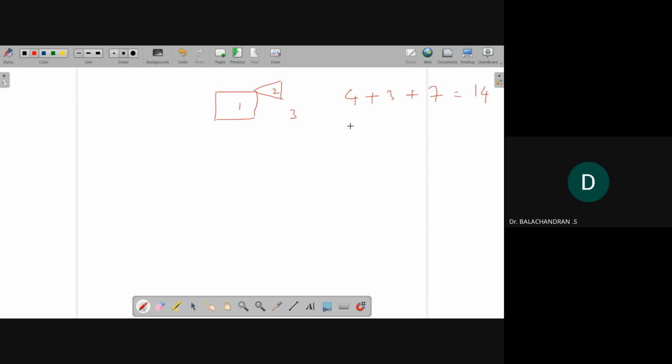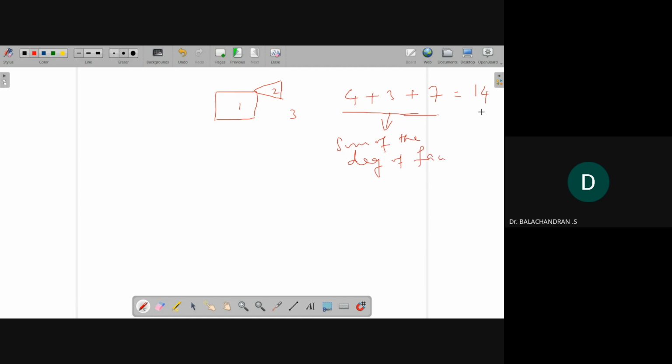So here, we are taking this; this is nothing but what? This is nothing but the sum of the degrees of the faces. Four is the degree of face 1. Three is the degree of face 2. Seven is the degree of face 3. This is nothing but the sum of the degrees of the faces.